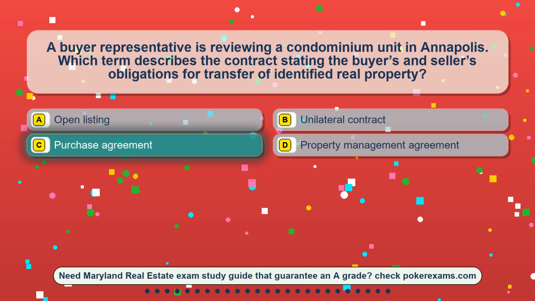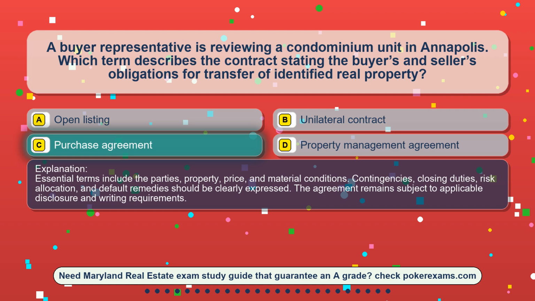The correct answer is option C, purchase agreement. Essential terms include the parties, property, price, and material conditions. Contingencies, closing duties, risk allocation, and default remedies should be clearly expressed. The agreement remains subject to applicable disclosure and writing requirements.